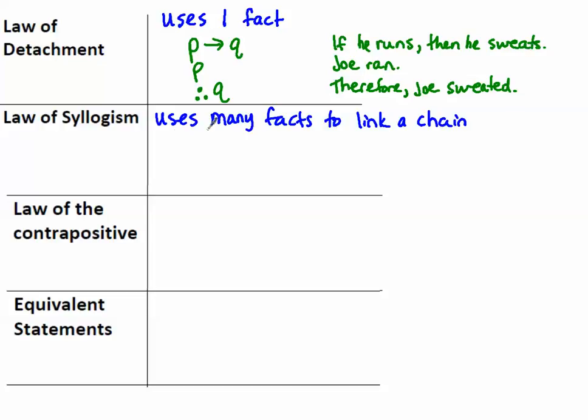Now, the law of syllogism uses many facts and links a chain. So what does that look like with symbols? We start with a fact, maybe P arrow Q. We link it to another fact. So Q, where we left off, we pick up, leads to R. Maybe another fact, or as long as it's more than one fact linked up with another fact, then we take what was at the beginning and link to the end. The Q links up. So those can sort of cancel out in a way. So therefore what? P then R.